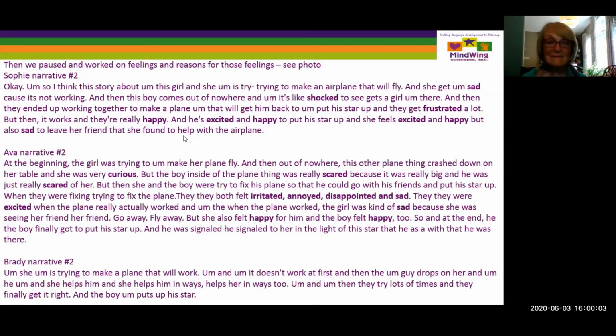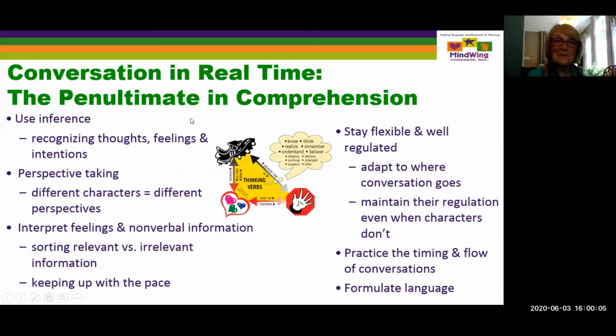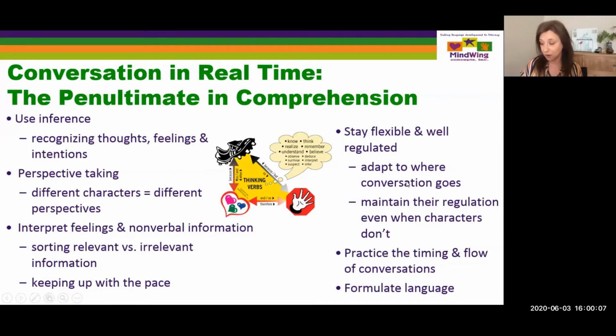This is great. All right, so we're moving into what I called conversation in real time. And this was a little component. I haven't talked about the conversation paths pack that I have. It's on my website. And it's a framework to work on conversation with students, a semi-structured framework that covers 8 building blocks of conversation.